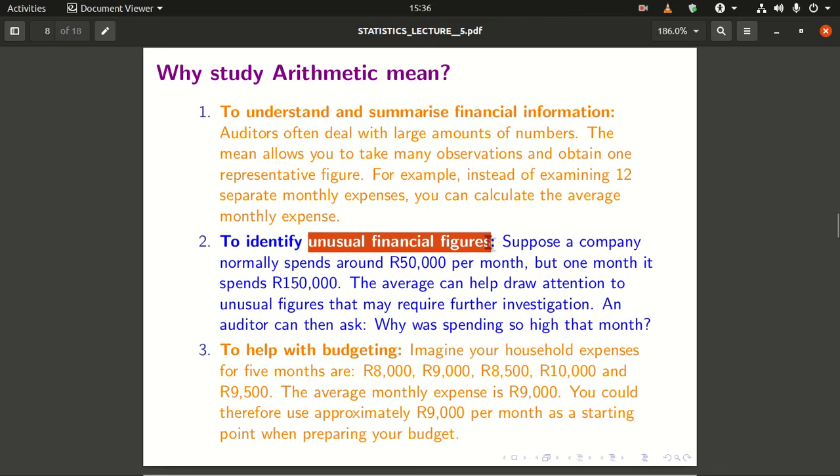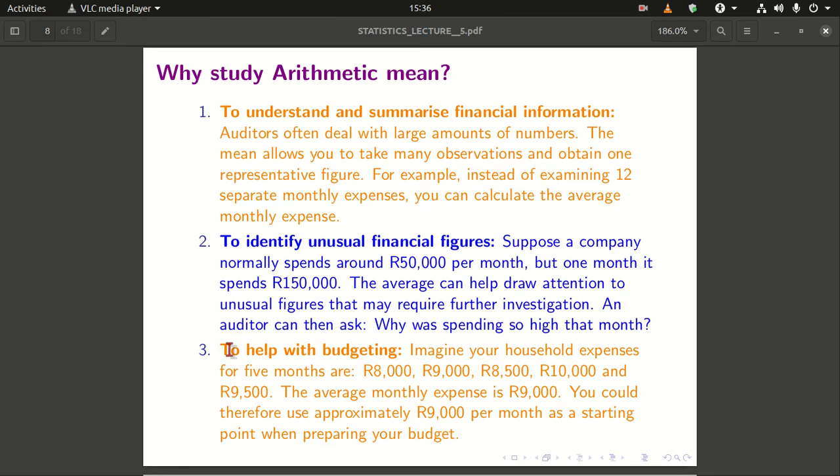Or maybe, why this month did we just spend 5,000? We usually spend around 50,000. Why 5,000? Are these people not doing their work? You start getting cautious of what might be happening inside the company, or inside your program, or whatever you are dealing with. That is another reason for the arithmetic mean. The third one, I like this one because it affects everyone, including myself.